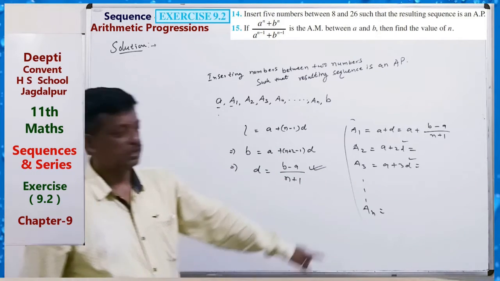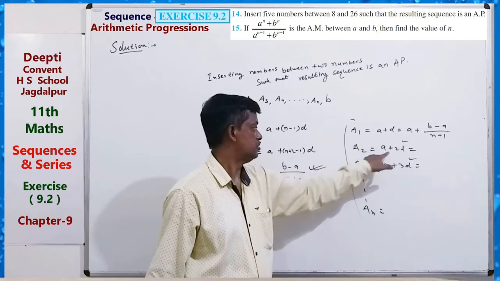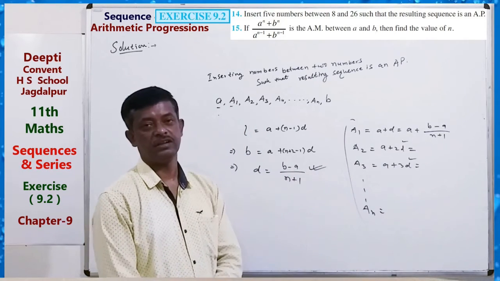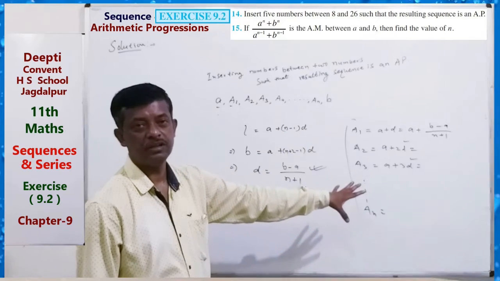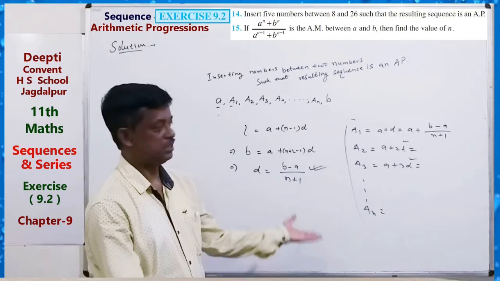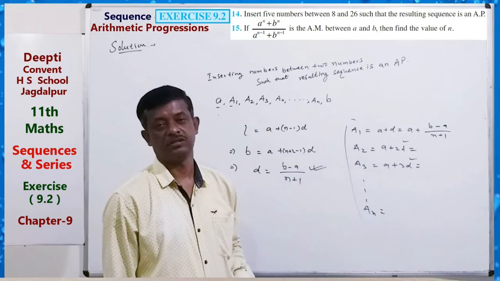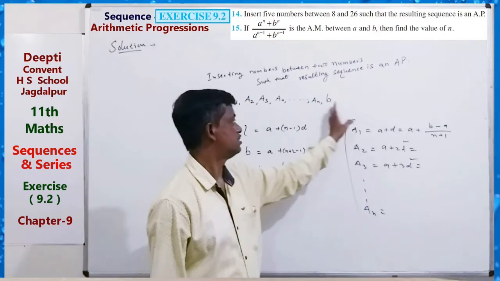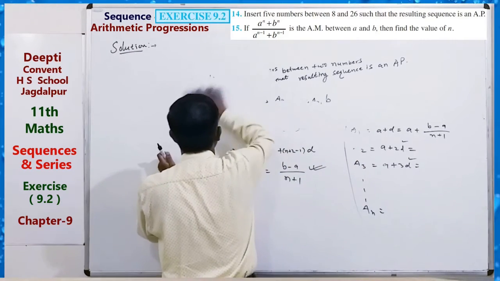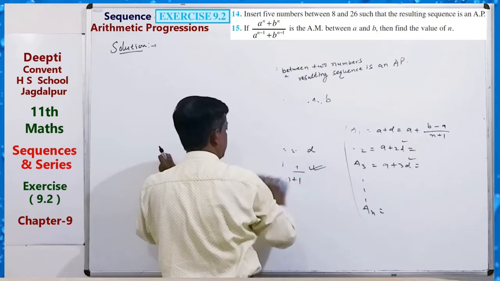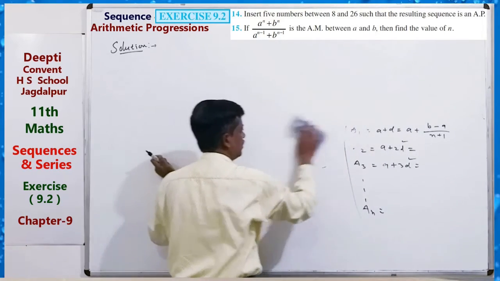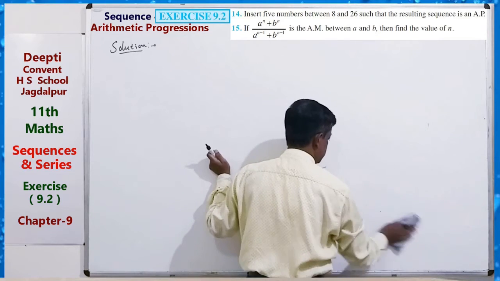The formula is what? A1 equals A plus D, A2 equals A plus 2D, A3 equals A plus 3D. Just first find the value of D, then put the value of D and you can get the numbers which are inserted between two numbers so that the resulting sequence is an AP. Okay. So by using this formula, solve question 14. Now very simple, question 14.